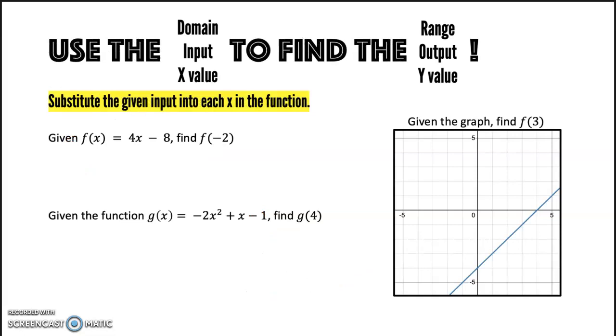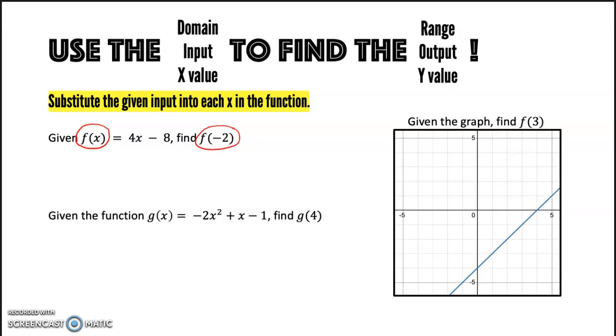So we're going to use this in two different ways. The first way is we're going to use the domain, the input, the x value, all the same thing, to find the range, output, y value. So we're going to substitute the given input into each x in the function and find out what f of that input is. So this first example right here says, given f of x equals 4x minus 8, we need to find f of negative 2. So you can see right here we have f of negative 2, f of x. Negative 2 replaced x, so we're going to do that exact same thing in that function.